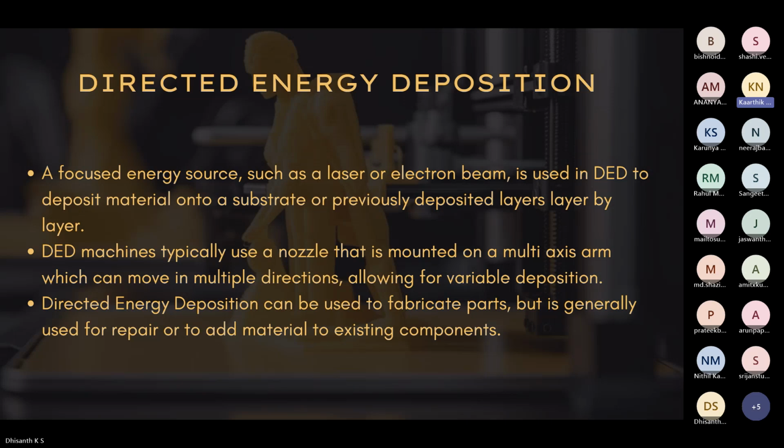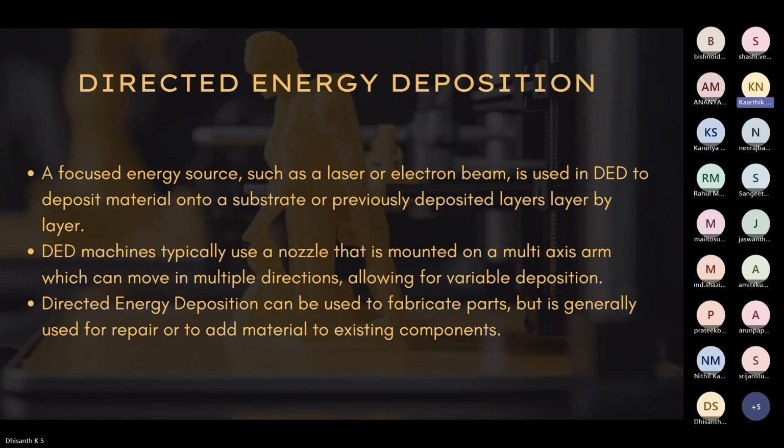The specialty about this technology is that, before, we have seen 3D printers where the filament has been laid down onto the print bed. But here it will be laid down on another material like metal or ceramic, etc. DED machines typically use a nozzle that is mounted on a multi-axis arm which can move in multiple directions, allowing for variable deposition. Directed energy deposition can be used to fabricate parts, but it is generally used for repair or to add material to existing components.